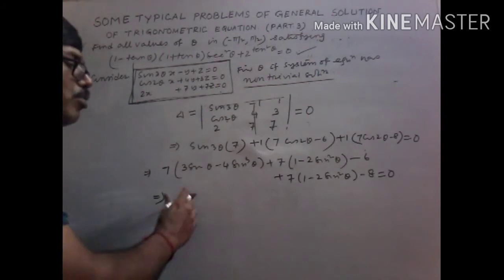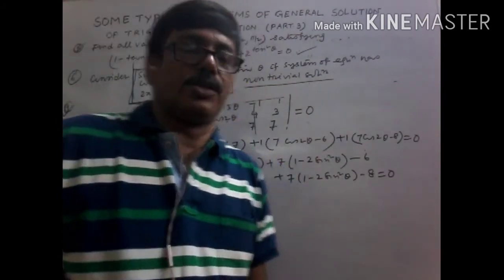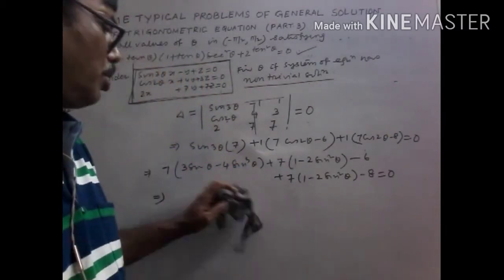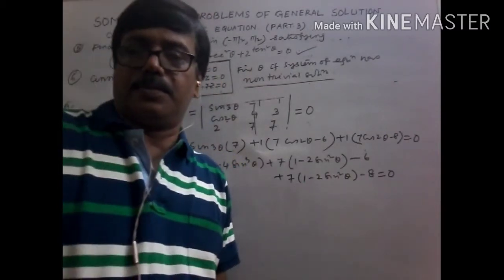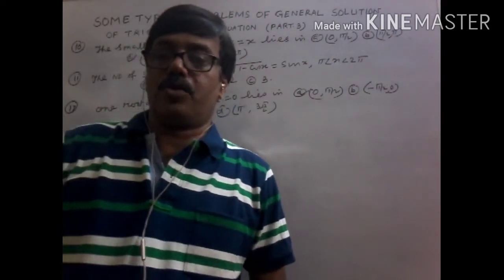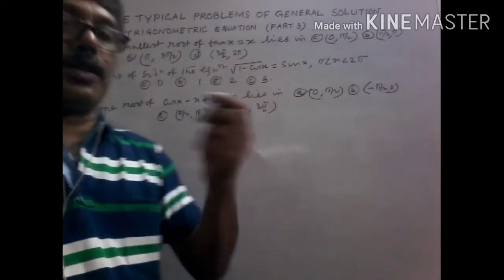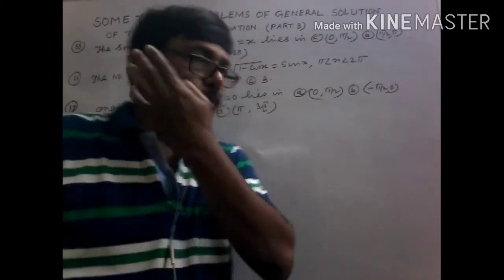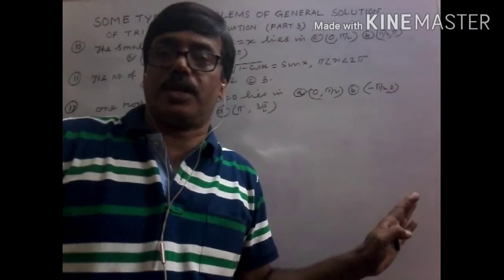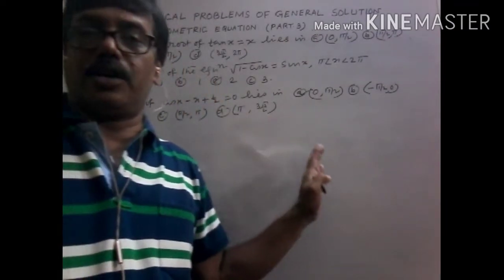Now we are getting a trigonometric equation involving sine. So factorizing, we get solutions. So to complete it, now we consider another type of problem. This type of problem we have to solve by using graph, the idea of graph.